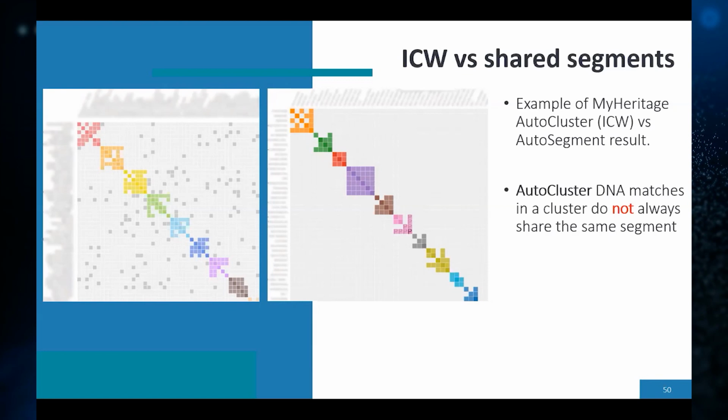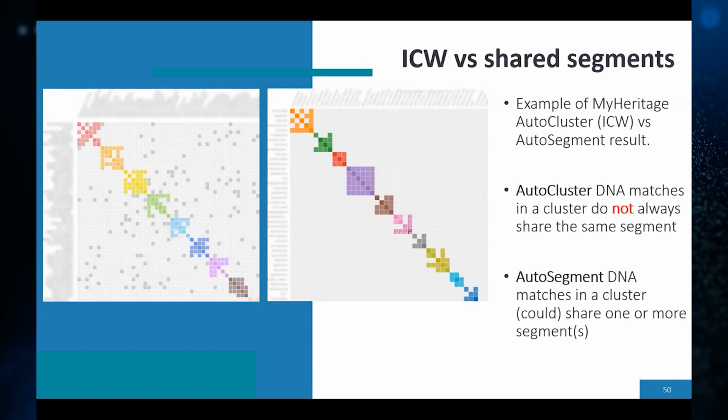The AutoCluster DNA matches in a cluster do not always share the same segment, like I showed you in the FamilyTreeDNA chromosome browser. AutoSegment DNA matches could share one or more segments. I put could in there because you still have to do the follow-up analysis to make sure that they are triangulating. If they are overlapping, there's a high probability that they will triangulate, but you have to make sure by doing this checkup. So that's the difference between clustering based on shared match data and clustering based on segments.